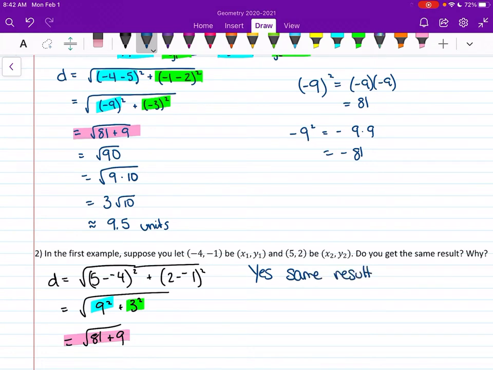And if you think about the idea of distance, distance doesn't change based on the direction. So your distance from your house to school is the same as the distance from school to your house. So distance doesn't measure direction. Okay, so yes, same result. Distance does not measure direction.